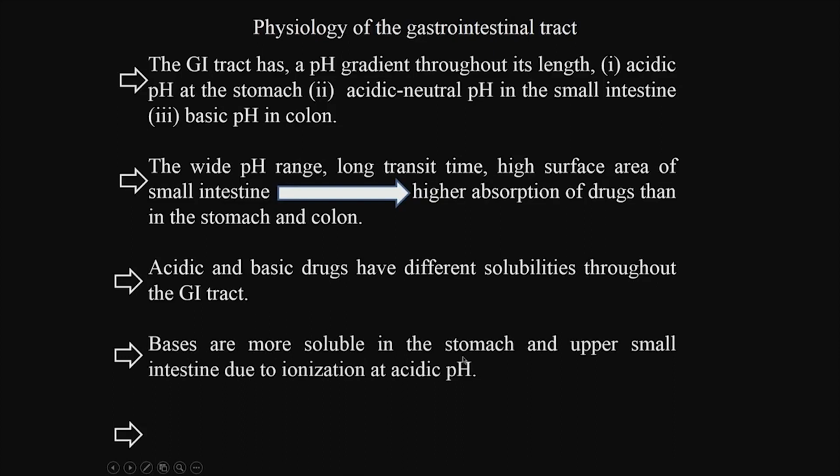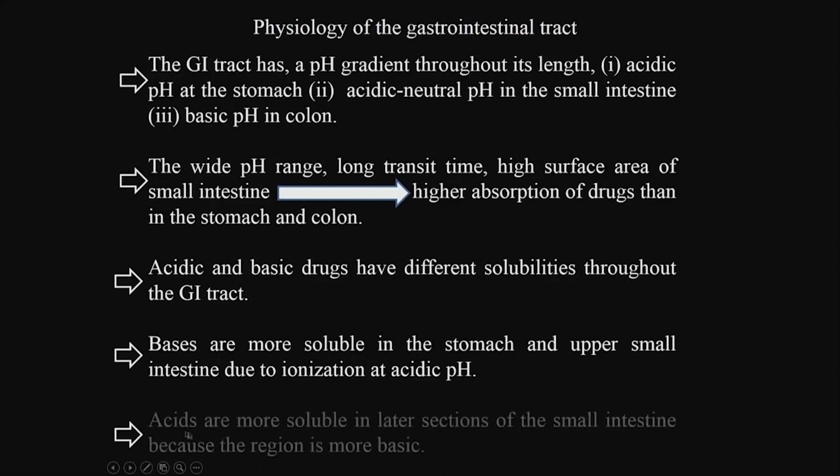Bases are more soluble in the stomach and upper small intestine due to ionization at acidic pH. So, if the drug gets ionized, it will not go through the lipid because they are very polar. If the bases do not get ionized, they will travel through. So, bases are more soluble in the stomach. Acids are more soluble in the later section of the small intestine because the region is more basic.